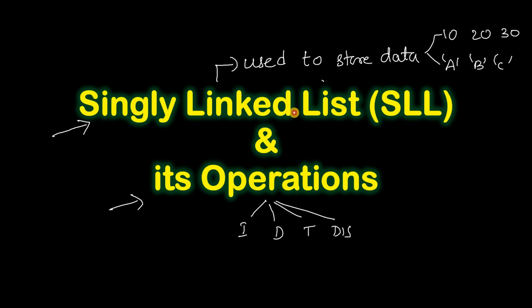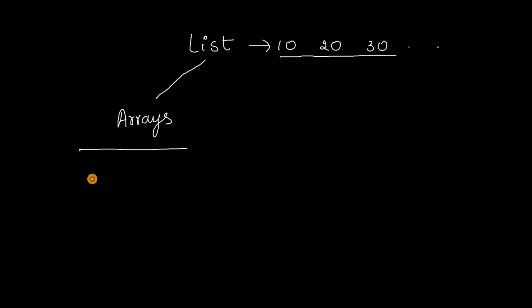So first of all, what is the meaning of a list? See here, a list means it is a collection. For example, 10, 20, 30 and so on. So it is called a list of integers. Now my problem is, how can I store these values? I have two possibilities. First one is by using arrays. So how does an array look like? Here I am going to store 10, 20, 30 and so on.